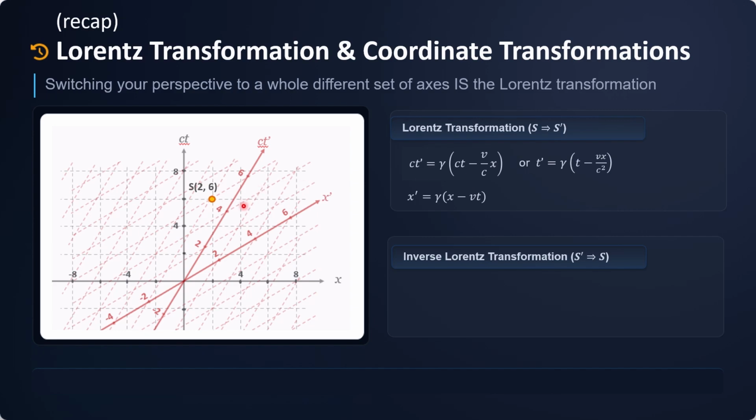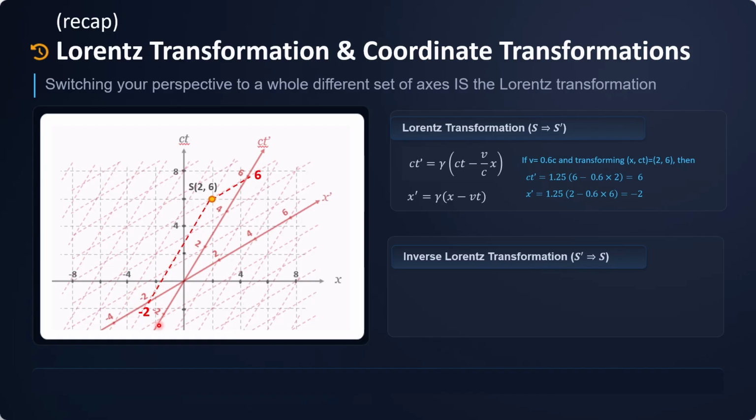Look at point S on the graph with coordinates x equals 2 and ct equals 6. If the rocket speed v is 0.6 c, we already know gamma is 1.25. Plug them into the formula. ct prime equals 1.25 times 6 minus 0.6 times 2, which equals 6. And x prime equals 1.25 times 2 minus 0.6 times 6, which gives us minus 2. Aha! So point S at 2, 6 transforms directly into S prime at minus 2, 6.